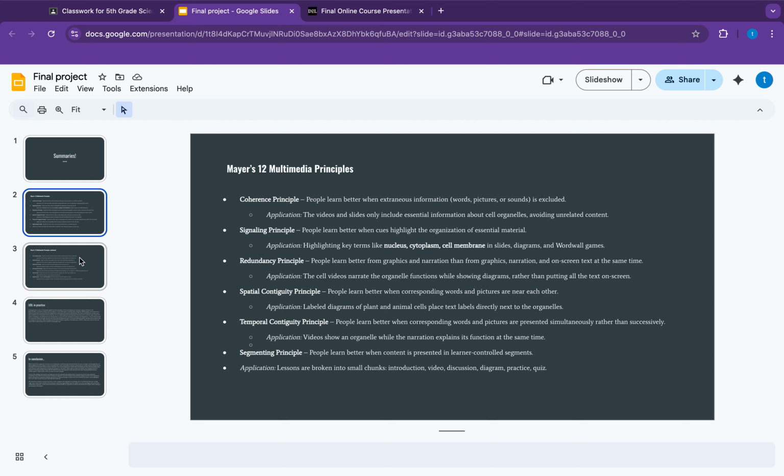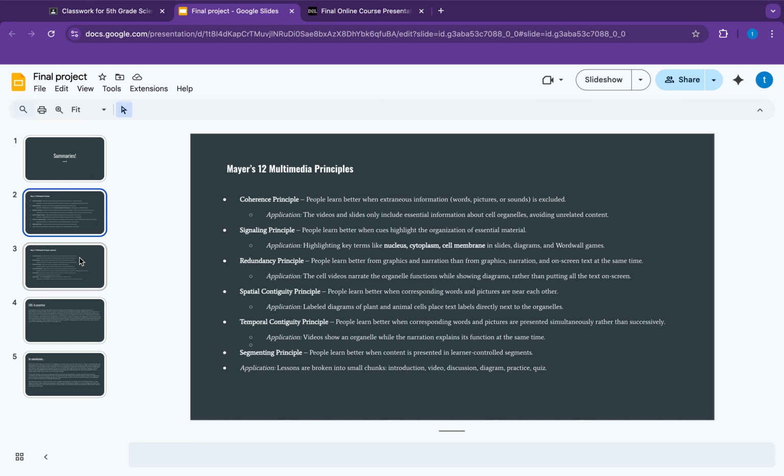The redundancy principle. So people learn better from graphics and narration. The cell videos narrate the organelle functions while showing diagrams rather than putting all the text on the screen. Spatial continuity. Made sure that there was large print and labeled diagrams for reference.